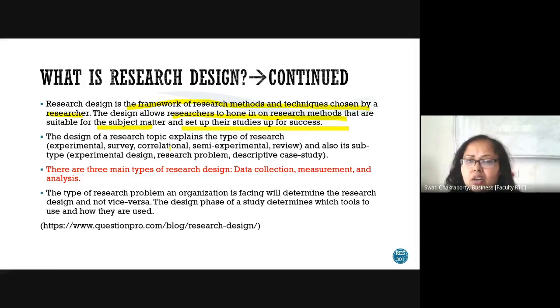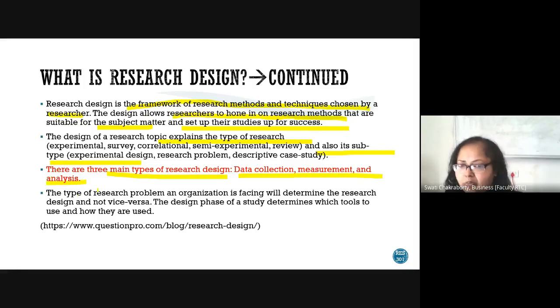Okay, so when we design a research topic, it explains the type of research, that is experimental, survey, correlation, semi-experimental, review, and also the subtypes, right? Which is experimental design, research problem, descriptive case study. So there are three main types of research design, right? Which include data collection, measurement, and analysis.